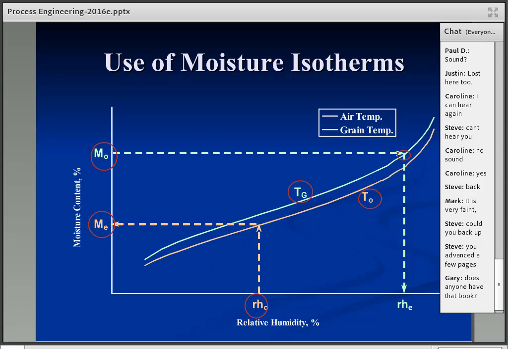You're also given the initial moisture content of the grain, so you read over here at the correct temperature, the TG temperature that you have to calculate from the psychrometric chart, and that tells you the equilibrium relative humidity that the air has to end up at in that process. So it's the same data in the previous slide that was shown on the psychrometric chart. Here's how it looks on the equilibrium moisture chart, all those same conditions.